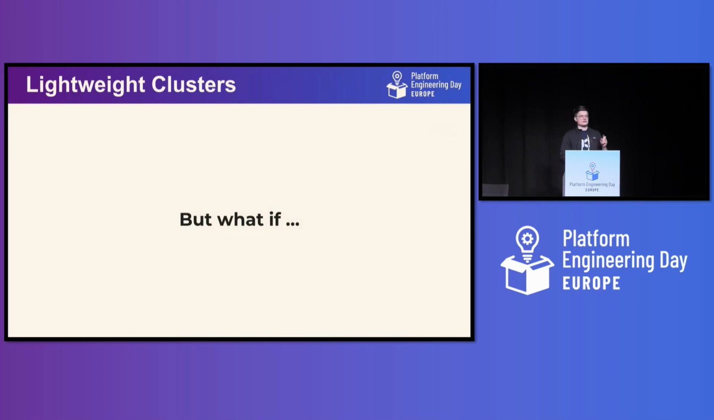So what if instead of running a lot of Kubernetes API control planes, what if we virtualized API servers indeed? What if we made Kubernetes API servers a commodity, or well, Kubernetes API endpoints?